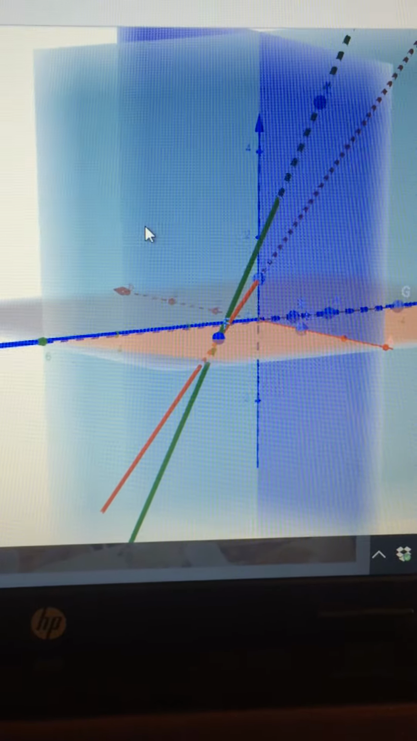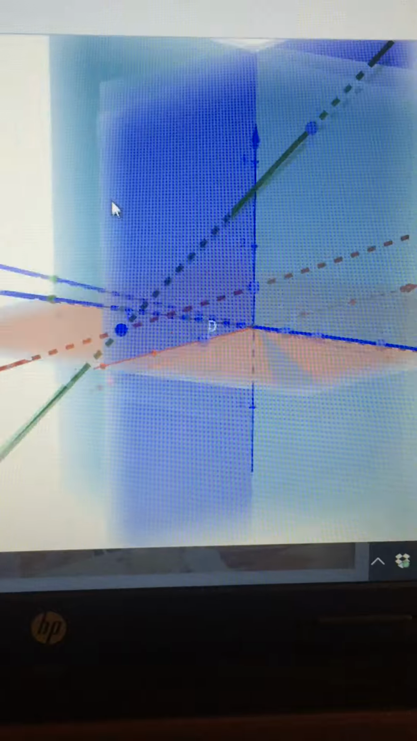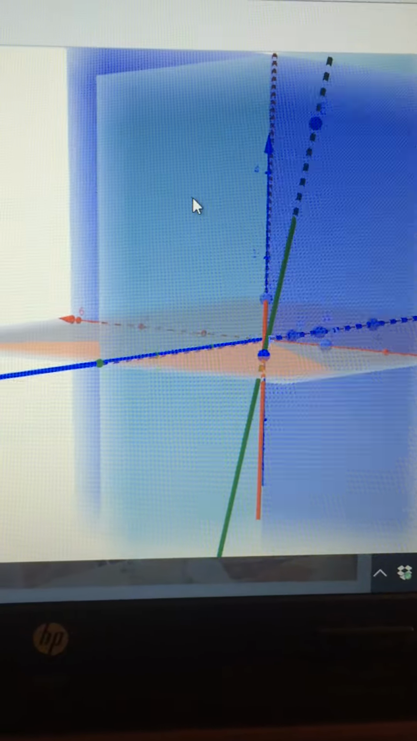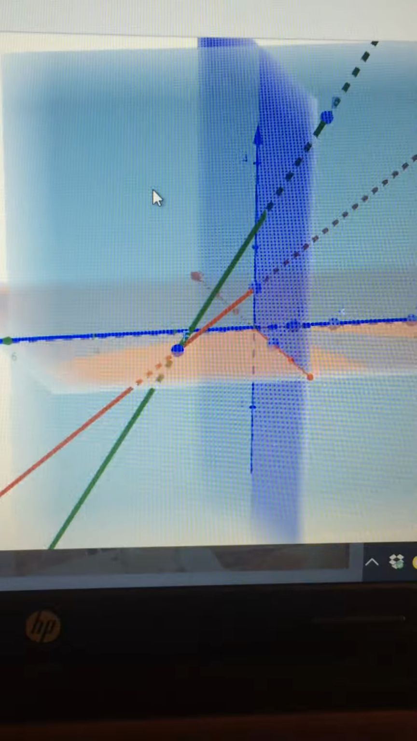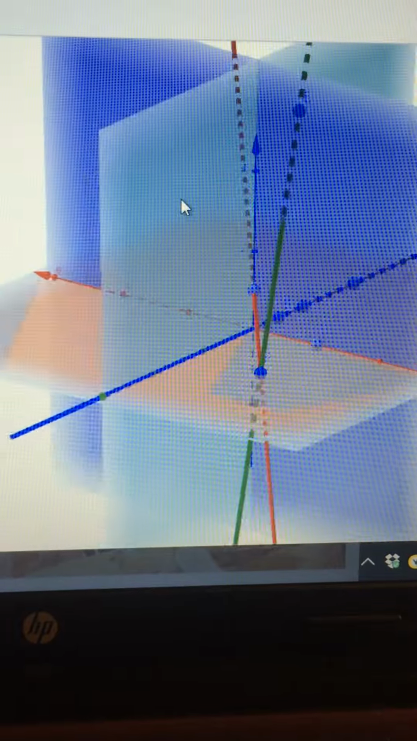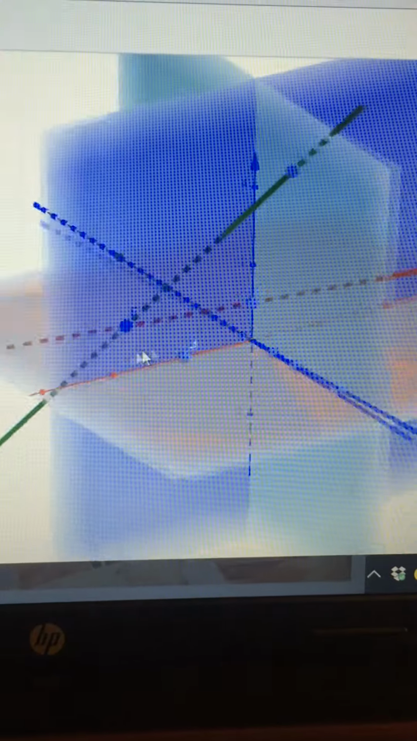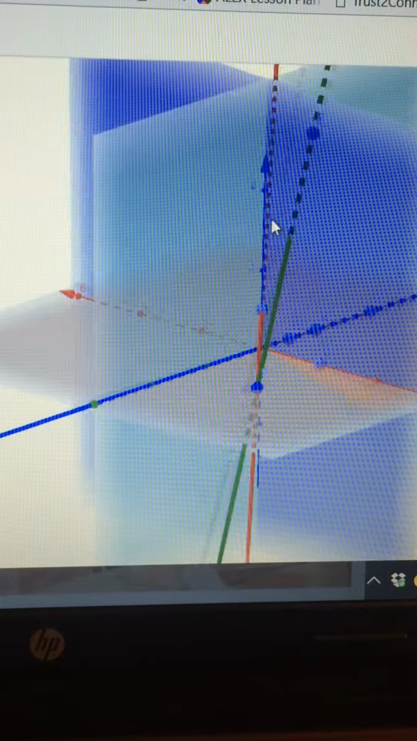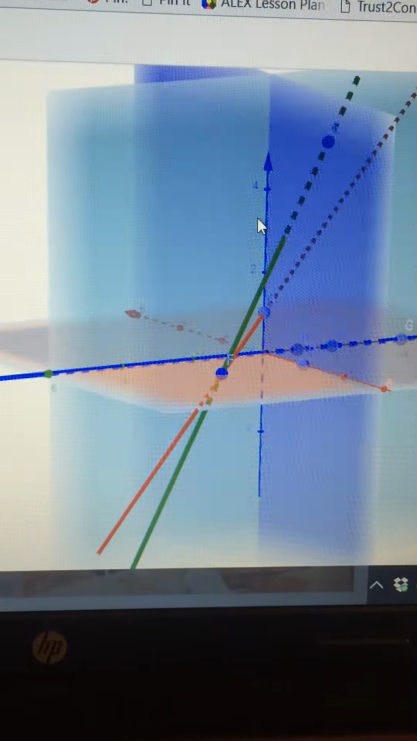So the 0 region case for me was the easiest one to come up with, and that would be if it was just a line that rested on an axis. What I'm showing here is using GeoGebra. I've got the XYZ plane, and what I have going on with the different color lines is to point out some cases.